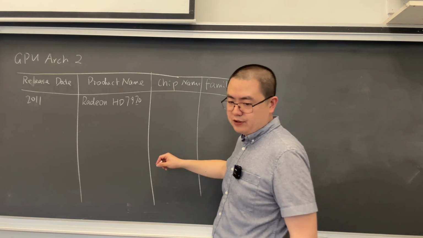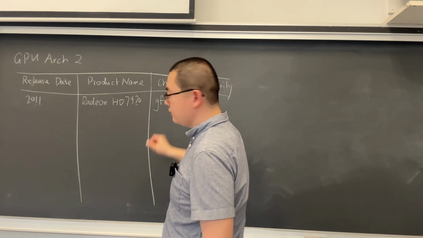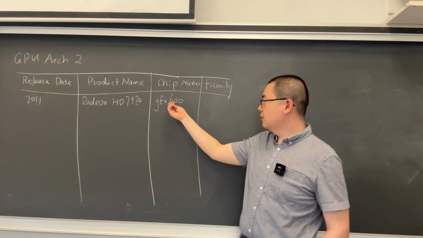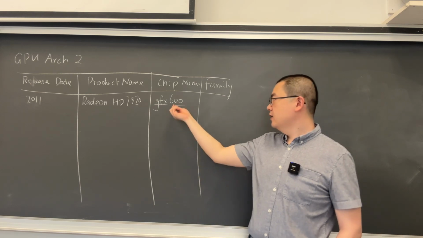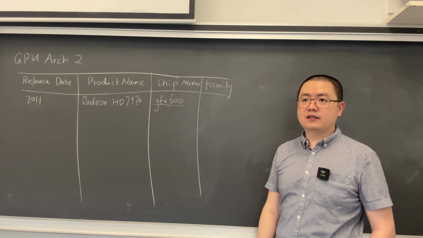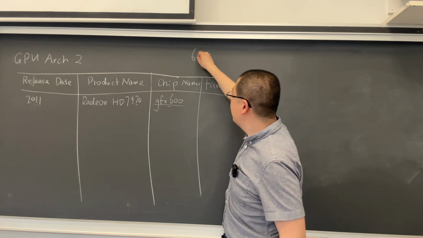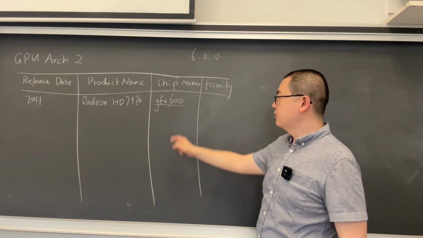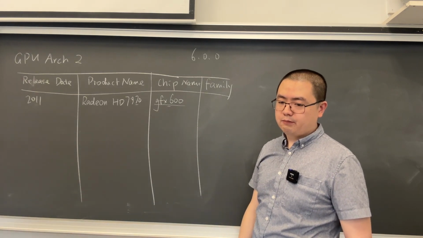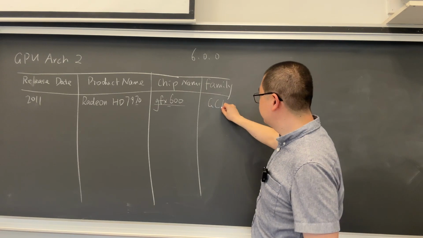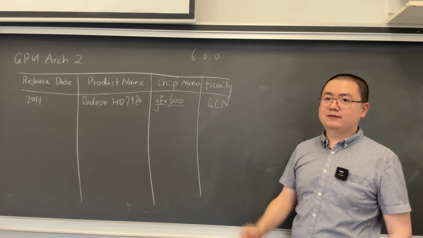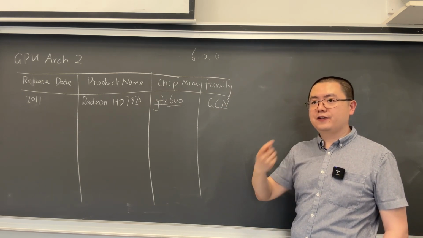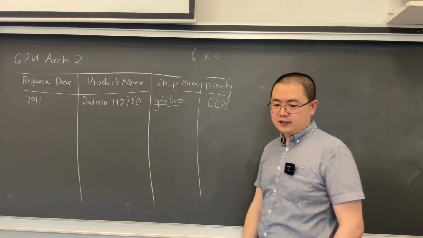By that time, the chip name is called GFX600. How to understand this number: the first digit is the family, the big version, so you can read it as 6.0.0. This is a minor number and this is a patch number. So 600 is their big family, and they call it GCN, which stands for Graphics Core Next. The next here means the next generation after acquiring ATI. Okay, so this is 2011.